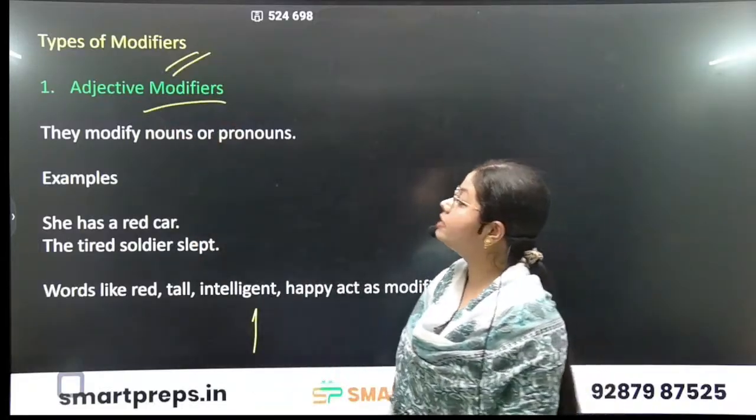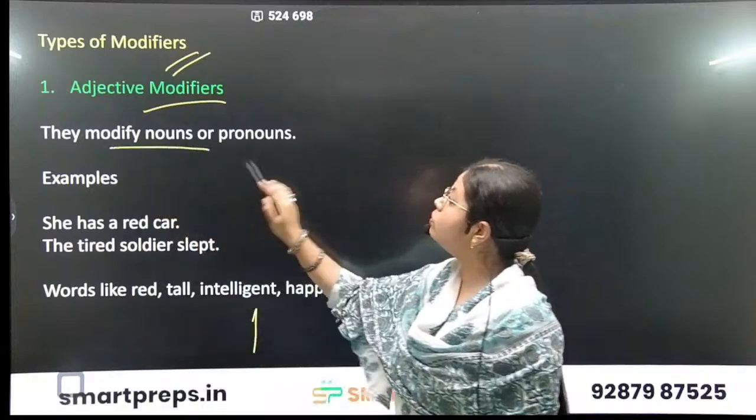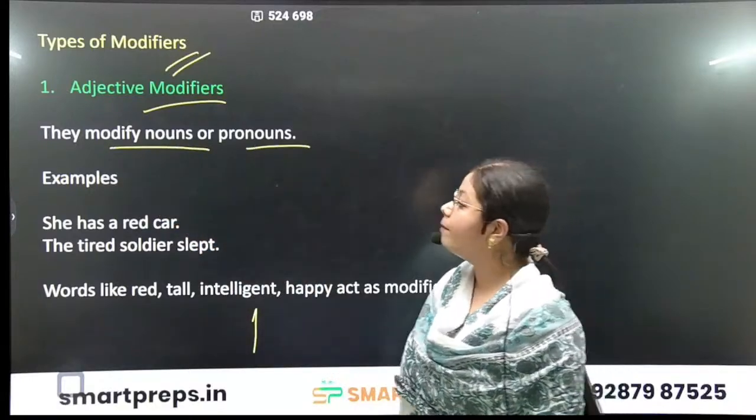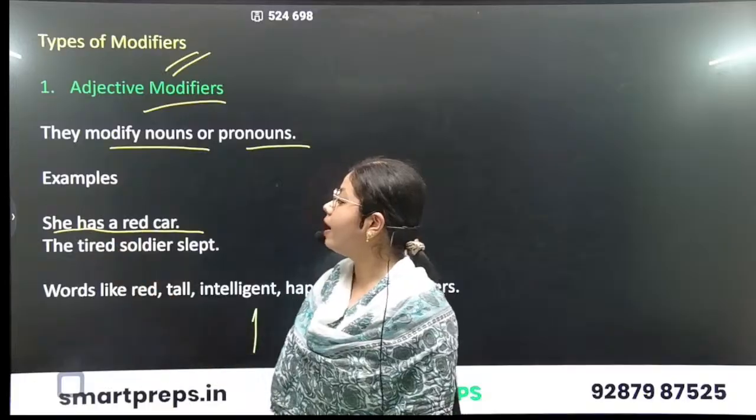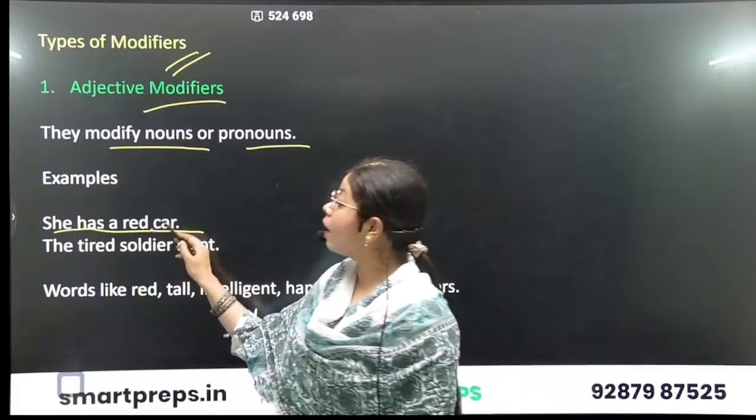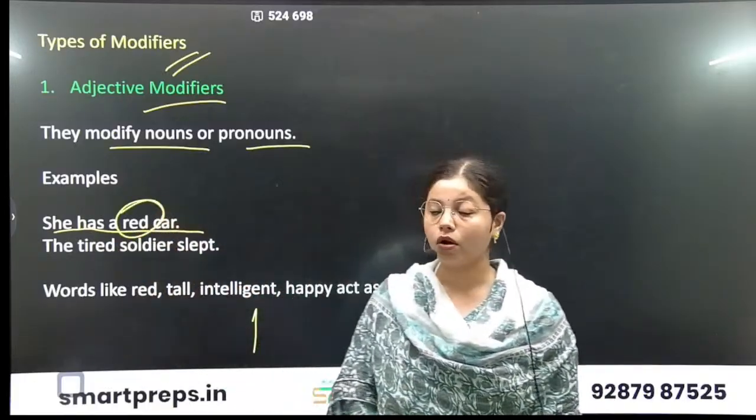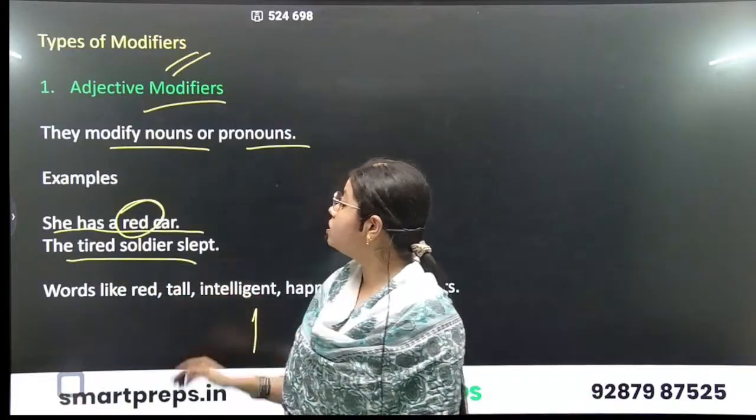First is adjective modifiers. They modify nouns or pronouns. For example, she has a red car. Red color. Okay, the tired soldier slept.